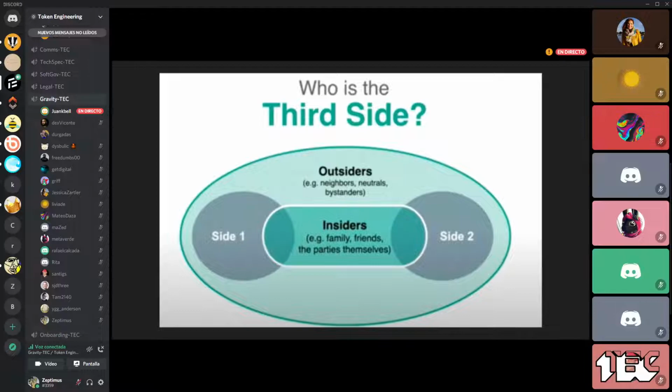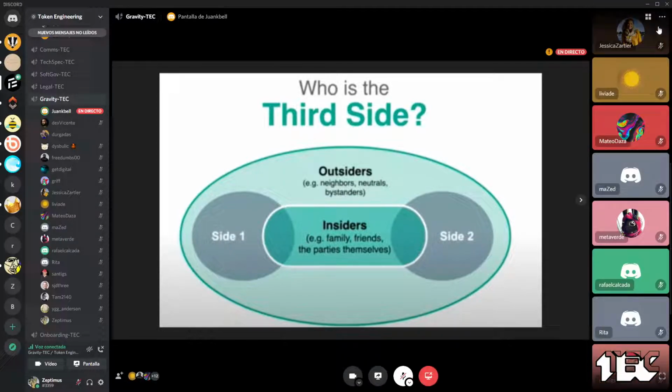So the third side is very important in a negotiation and in managing a dispute. And gravitons are going to be these third siders who may approach a conflict with the intention of helping to build a bridge and to keep that bridge robust so it doesn't break apart.